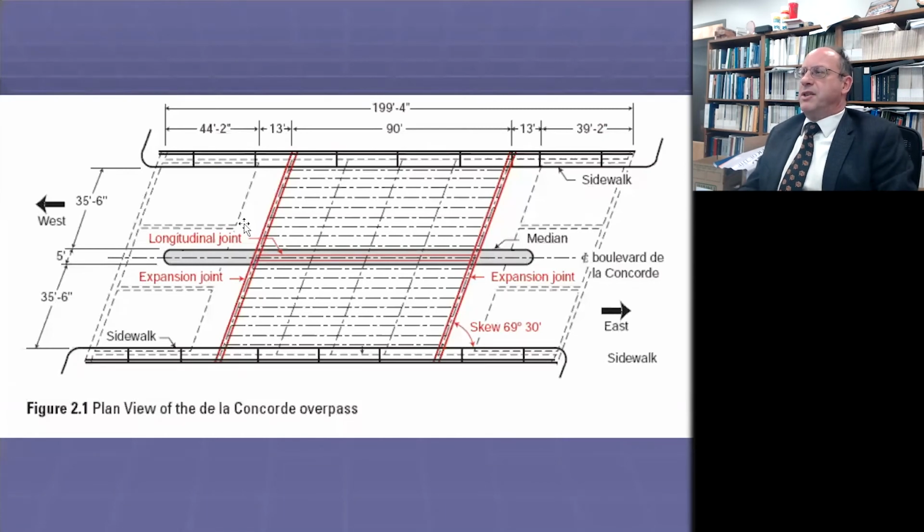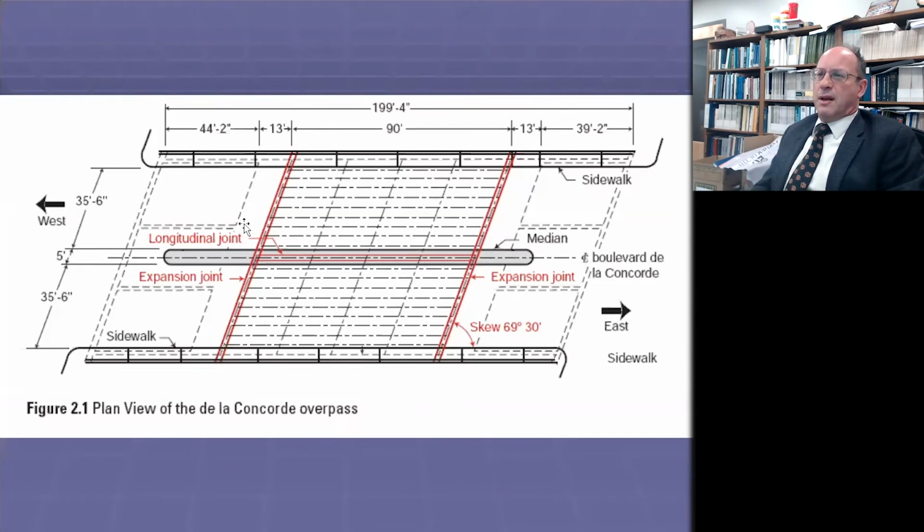This is also, as you could see in the first slide, a skewed bridge, which leads to various additional complexities of load transfer. But you had a longitudinal joint that separates the two traffic directions of the bridge. And then at each end of the bridge, you have an expansion joint, and it's supposed to account for 90 feet of expansion, but it also provides for load transfer.